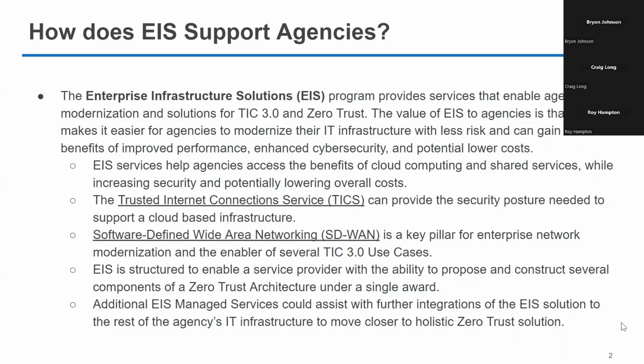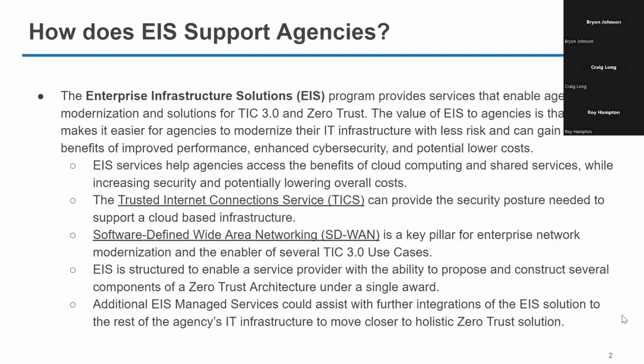For example, EIS services can help agencies access the benefits of cloud computing and shared services while increasing security and potentially lowering those costs. EIS offers the Trusted Internet Connection Service, we call that TICS, that provides the security posture needed to support a cloud-based infrastructure. EIS also offers software-defined wide area networking solutions, which is a key pillar for enterprise network modernization and the enabler of several of the TIC 3.0 use cases.